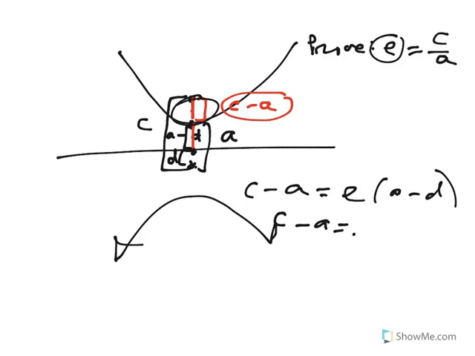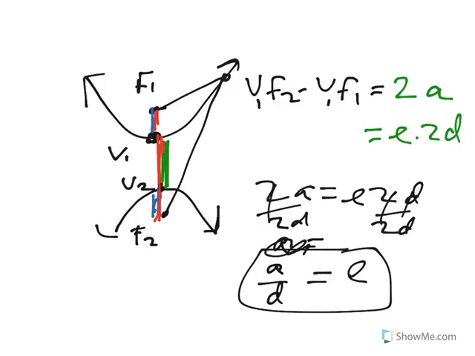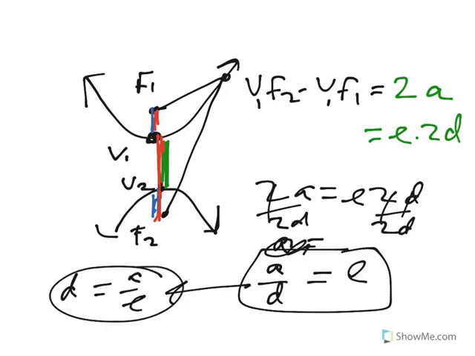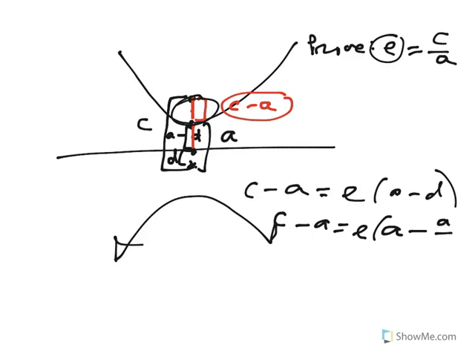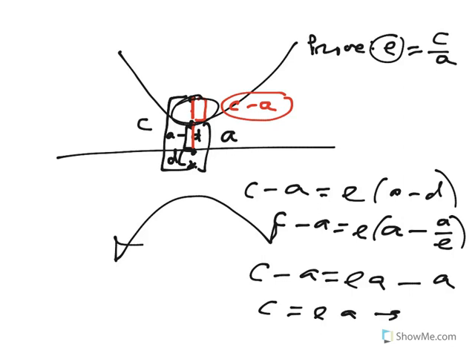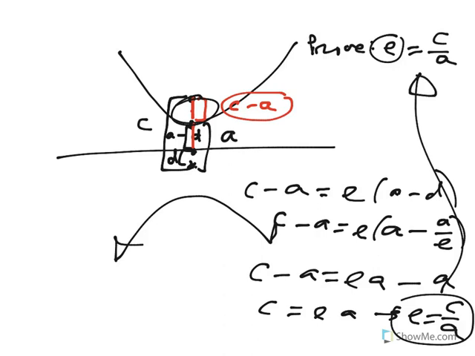And I can replace the D. If I come back over here and rearrange it, I could write it as D equals A over E. So if I come back here, A over E, and I get C minus A equals EA minus E times A over E. E cancels, becomes A. Add A to both sides, C equals EA. Divide both sides by A and get E equals C over A, which is what I was trying to prove. So the eccentricity from the focus directrix definition is the same eccentricity as C over A from the earlier video.